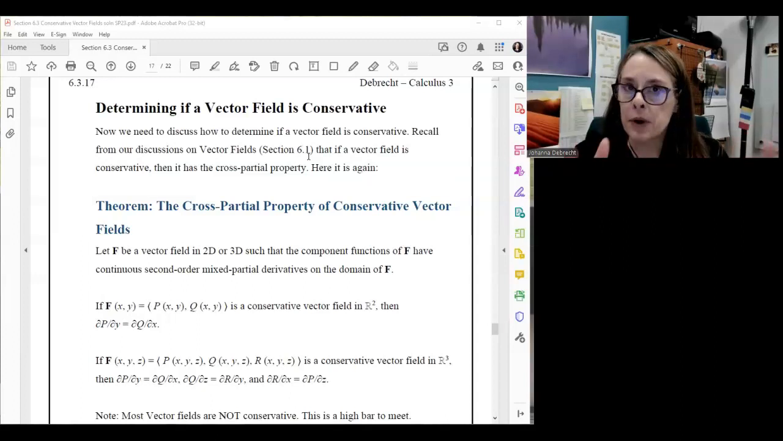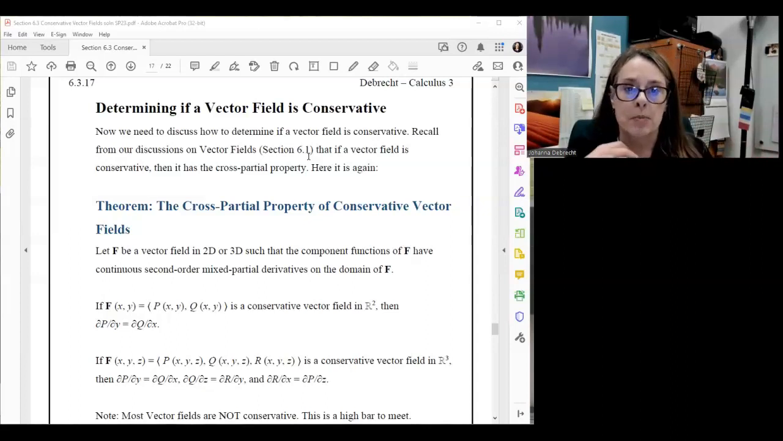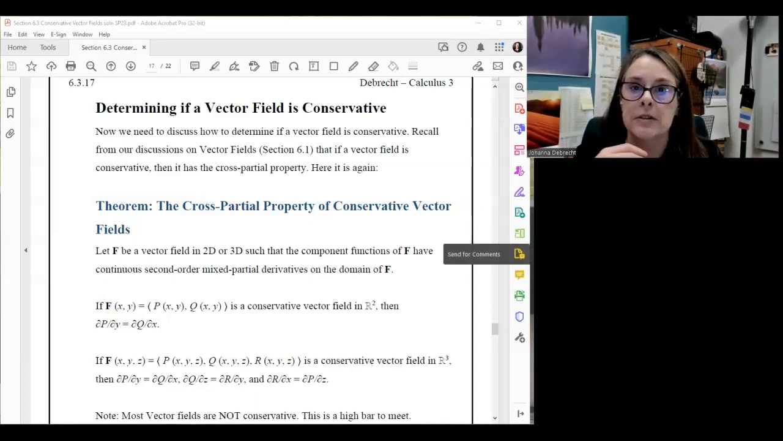All right, now that's a pretty high bar to meet, but a lot of the applications that we study actually are conservative vector field applications. And so while it's not common for vector fields to be conservative, the ones we study, it is more common. So let's go through and talk about that property that if a vector field does not have it, then it proves it's not conservative, but it can't prove it is conservative. And that's the cross-partial property of conservative vector fields.